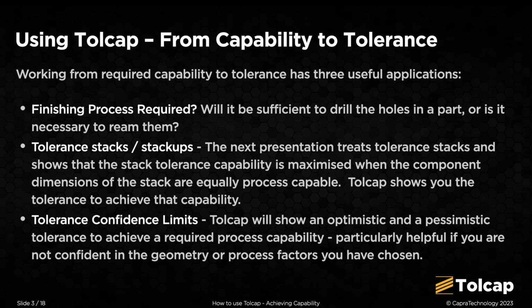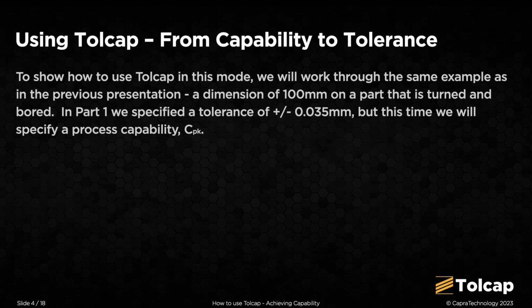Thirdly, when working in this mode, Tolcap will show an optimistic and a pessimistic tolerance to achieve a required process capability. And this is particularly helpful if you're one of our users who is not at all confident in choosing geometry or process factors. To show how to use Tolcap in this mode, we will work through the same example as in the previous presentation. A dimension of 100 mm on a part that is turned and bored. Then we specified a tolerance of plus or minus 0.035 mm, but this time we'll specify a process capability, CPK.